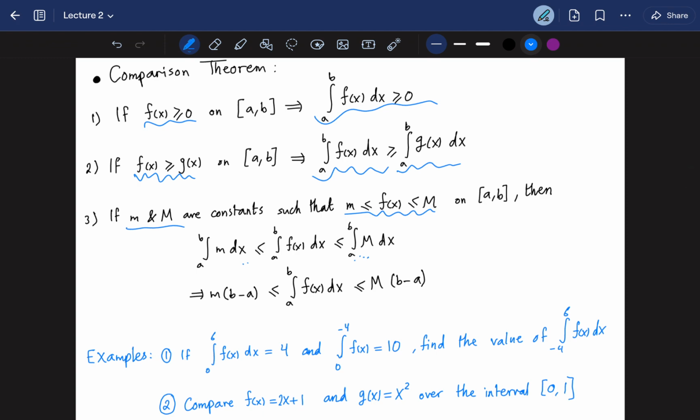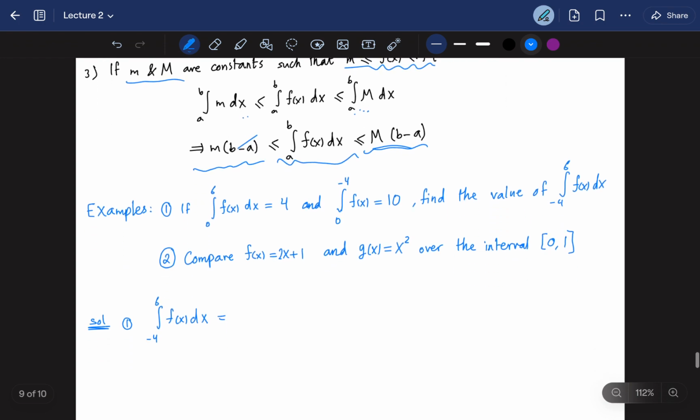And if you evaluate it by graphing the line m, it's just going to be m times (b minus a), and your integral is between these two values. Just keep that in mind. Once we do a solution, it's going to make more sense.